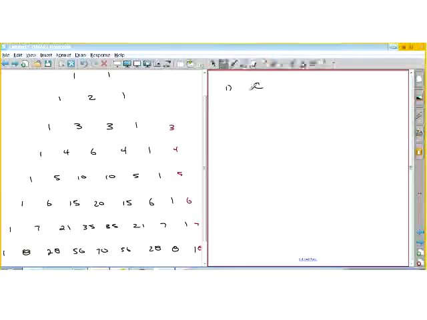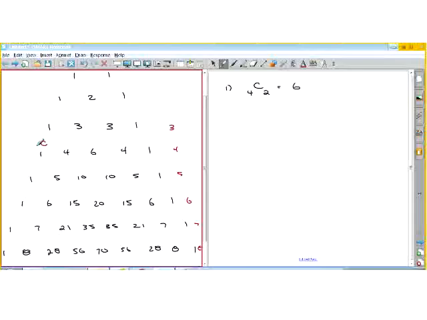Problem number 1 says take 4 things 2 at a time as a combination. So we go here to the 4th row. This is 0 at a time, 1 at a time, 2 at a time. So this is going to be equal to 6. Now, I guess you can go either way. This could be 5 choose 4, 0, or it could be 4, 1. It doesn't really matter because the symmetry holds.